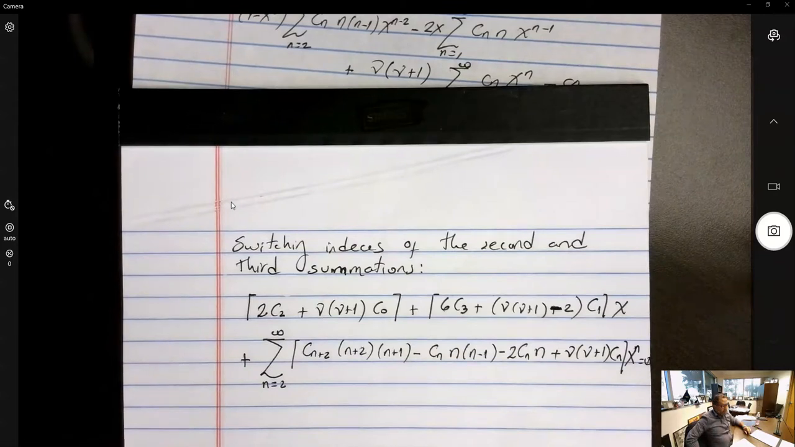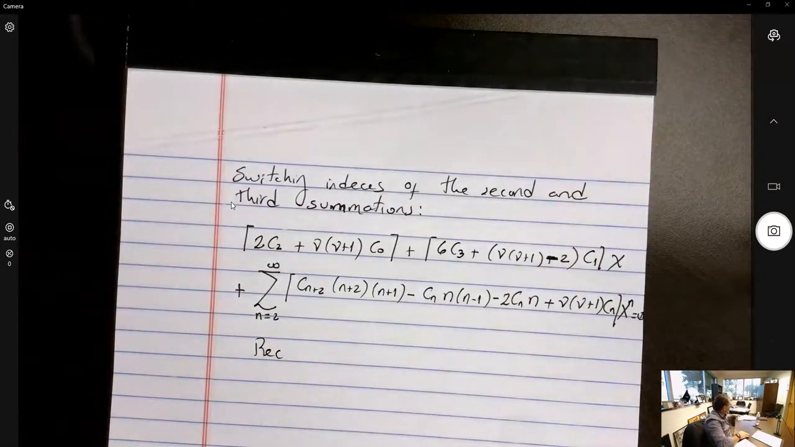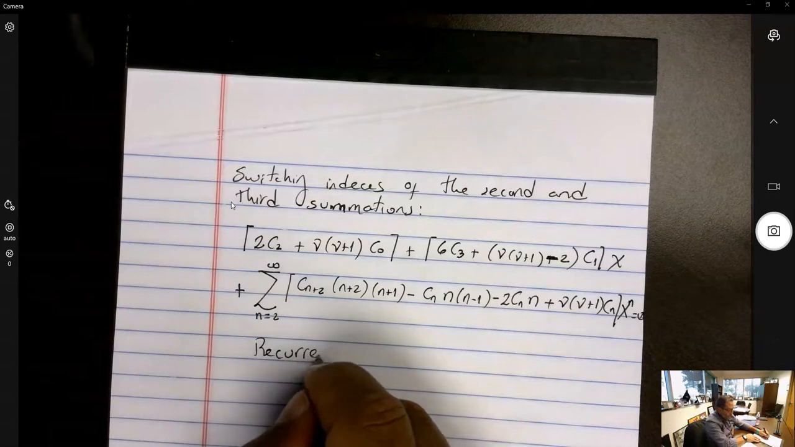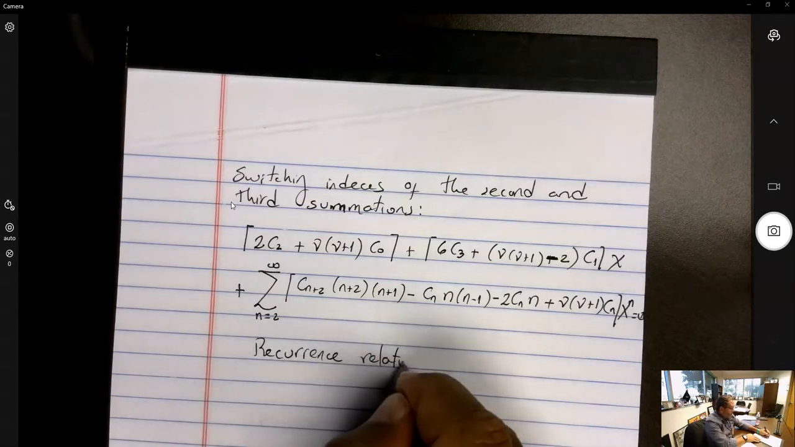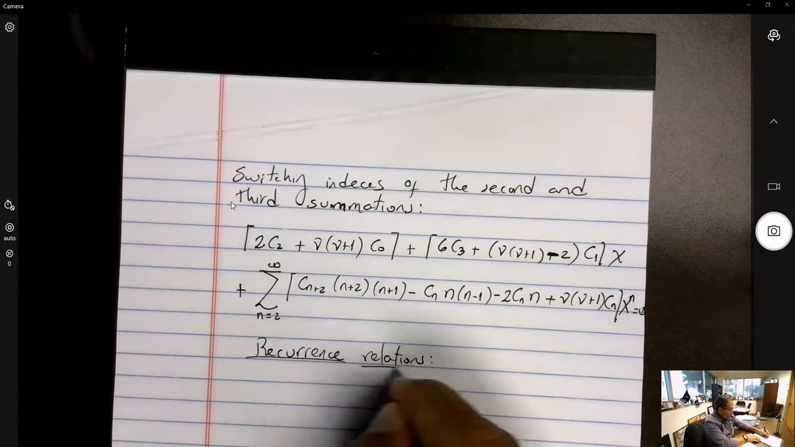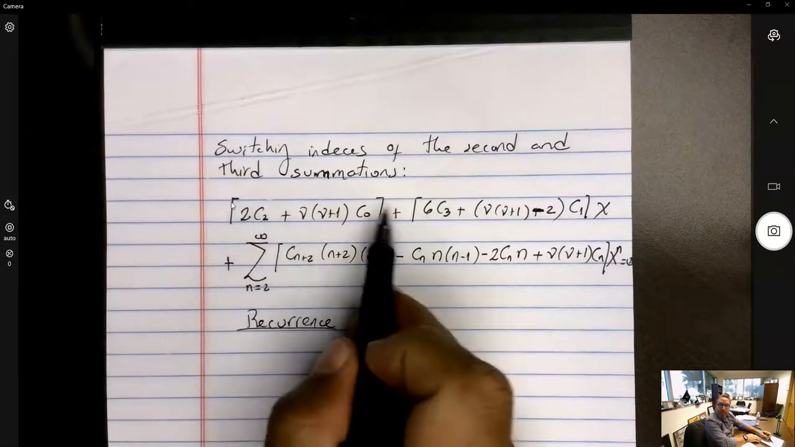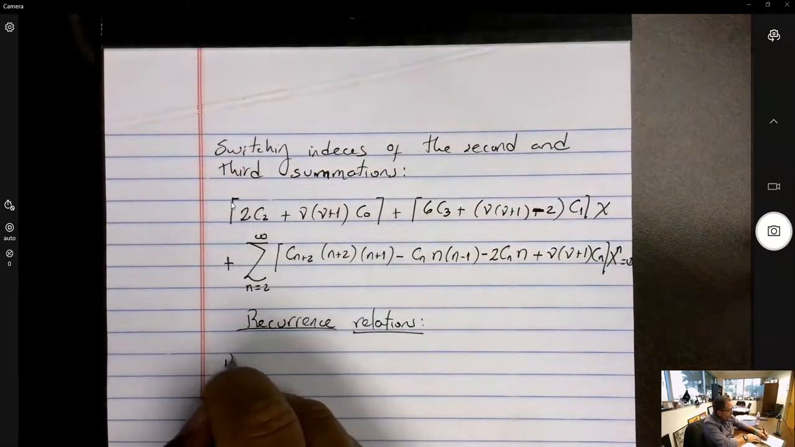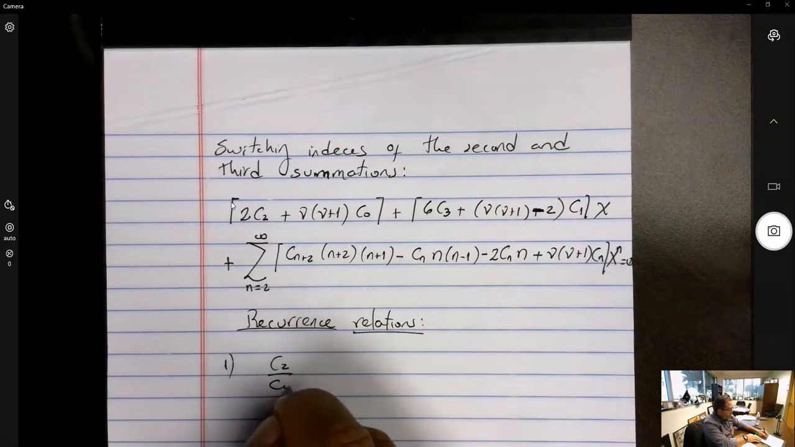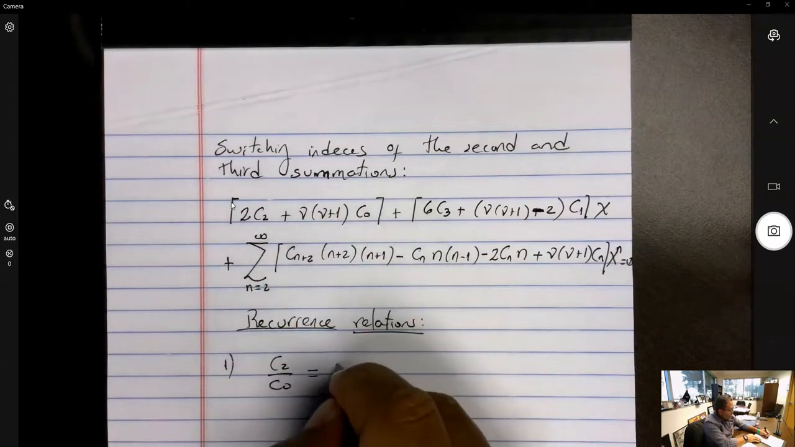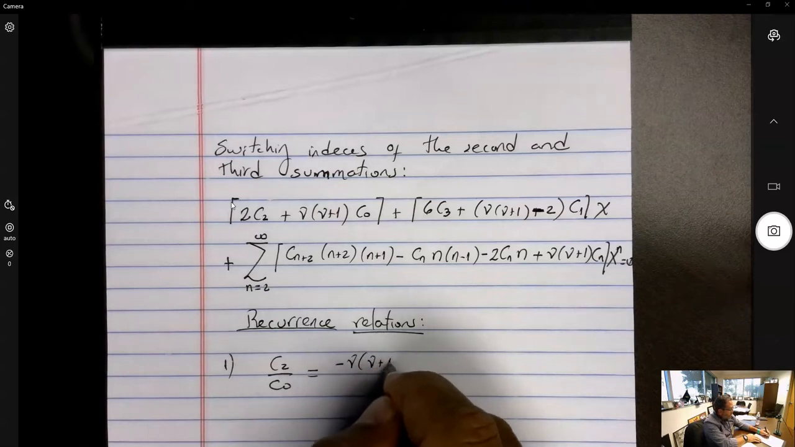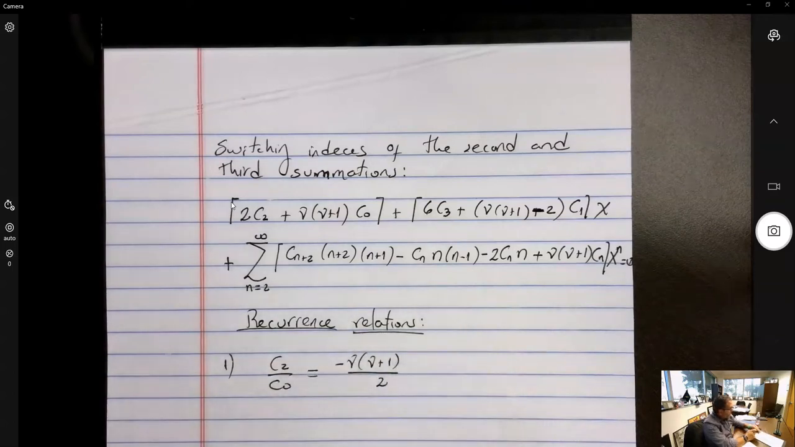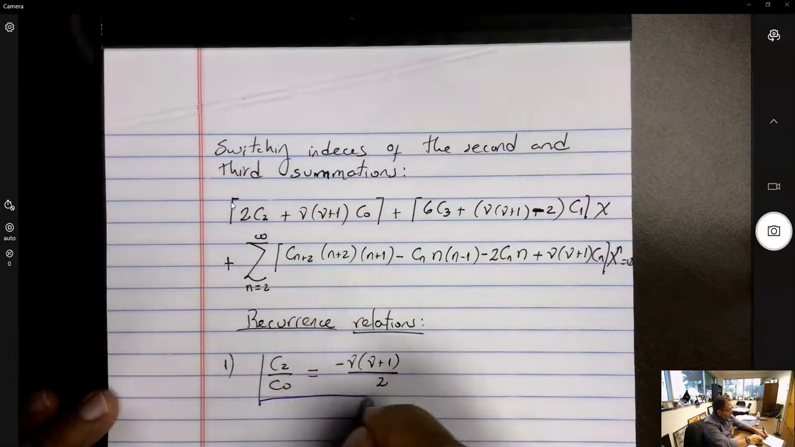And that produces three recurrence relations. The first one is very simple. It relates C2 to C0, as you can see. The first one, C2 divided by C0, well, I can solve for these. It's minus nu times (nu plus 1) divided by 2. So that is the first recurrence relation.